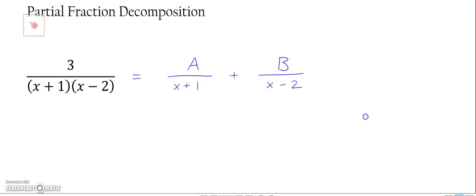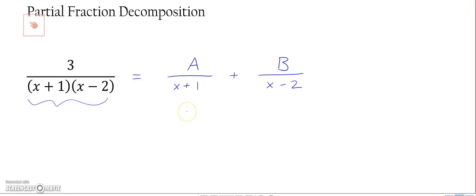And so I want to think about this as kind of like working backwards. If I was going to add these two fractions together on the right to get the one on the left, I would have to get a common denominator. And well, that is our common denominator, the x plus 1 times x minus 2. So to get that common denominator in my two fractions on the right, I'd have to multiply each of them by the missing factor. So my a would get multiplied by x minus 2, and so would the denominator. And the b would get multiplied by x plus 1, as well as the denominator.